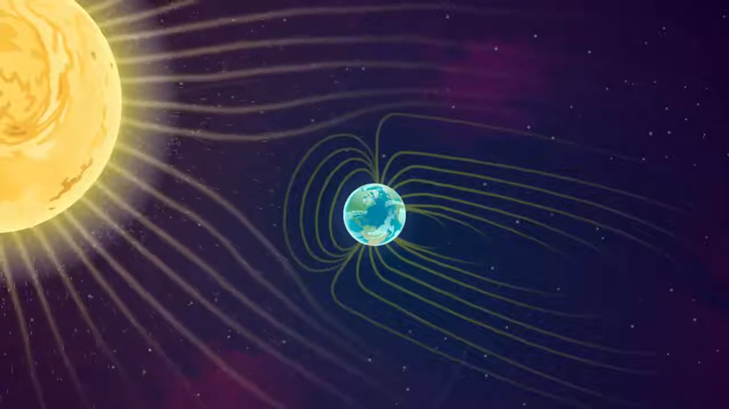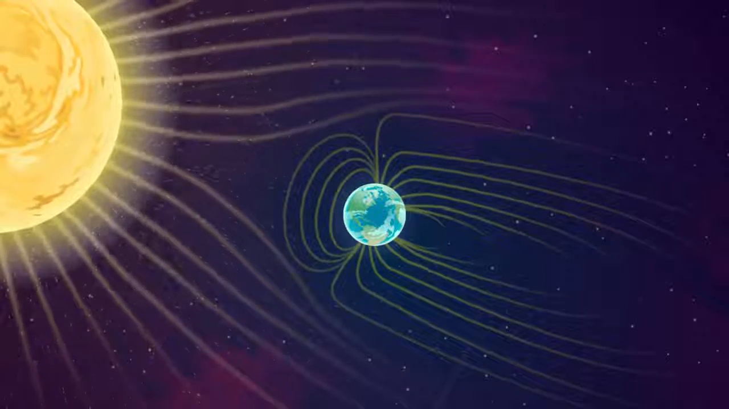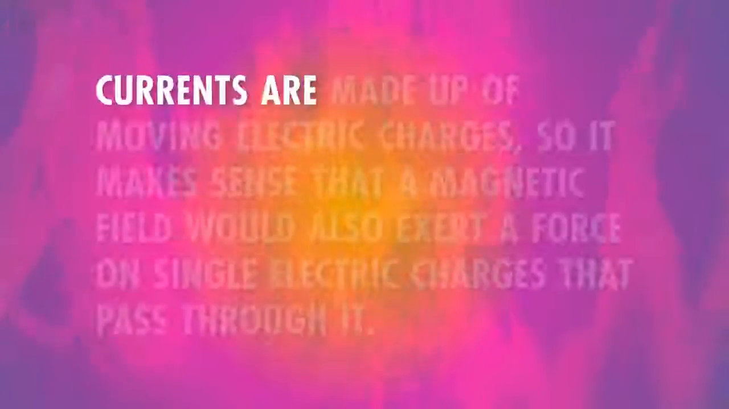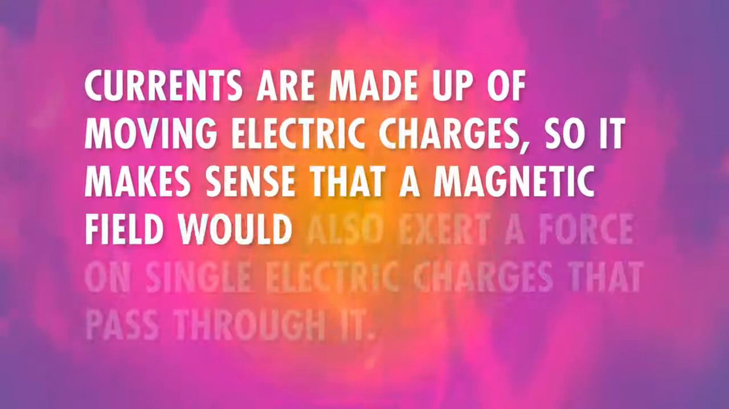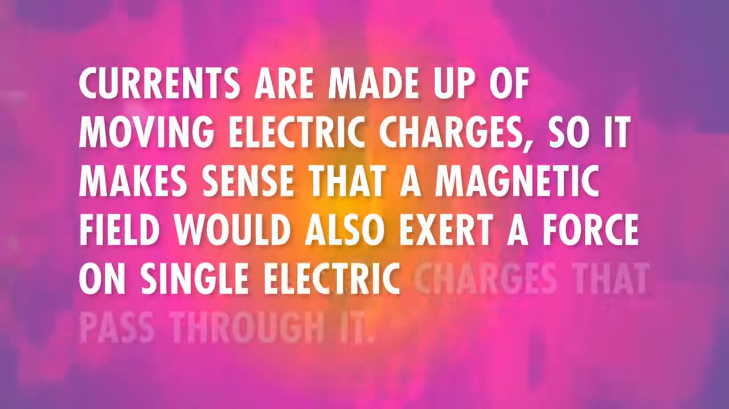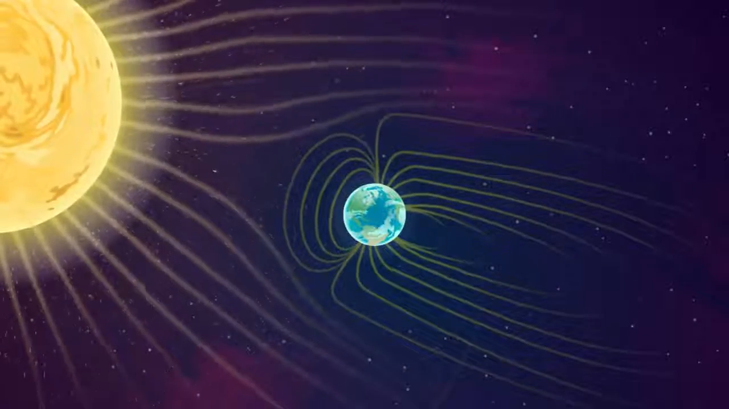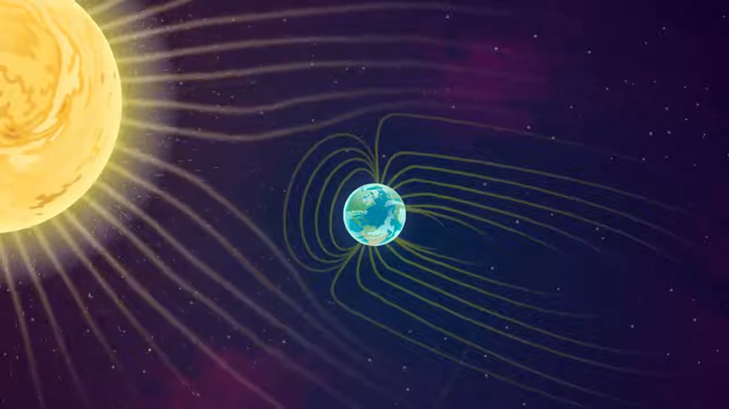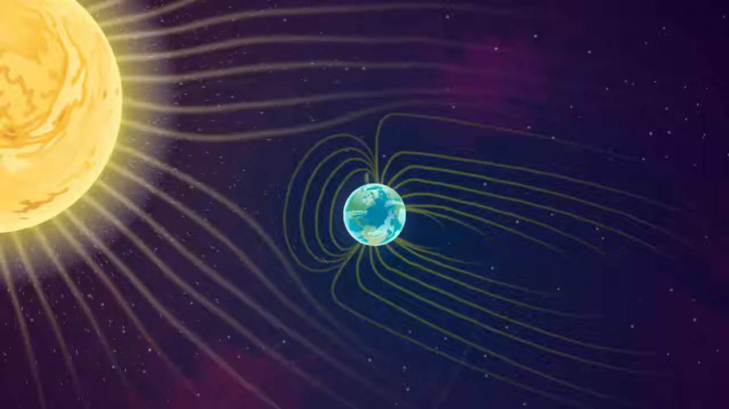Now, all of this math can help us understand how we're being protected right now from solar radiation. The sun is constantly shooting radiation towards Earth in the form of charged particles. But luckily for us, Earth has a magnetic field. Currents are made up of moving electric charges, so it makes sense that a magnetic field would also exert a force on single electric charges that pass through it. And this is exactly what the Earth's magnetic field does to the charged particles coming from the sun. It deflects them, sending them spiraling away and protecting us from the worst of the radiation.